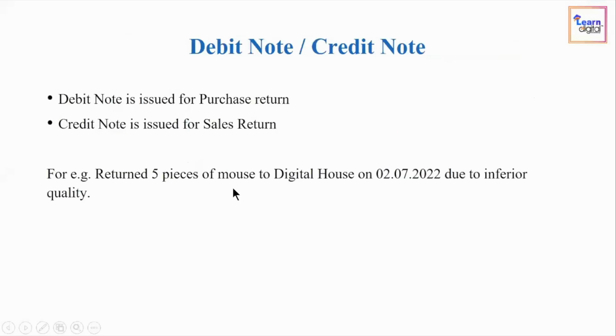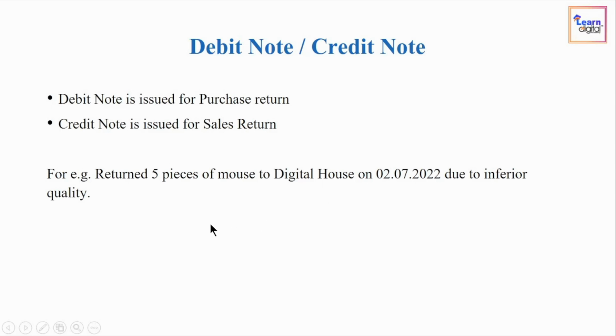Next part is debit note, credit note. We know debit note and credit note are part of accounting vouchers. When we need to pass such notes, debit note is issued for purchase return and credit note is issued for sales return. So whenever there is a purchase return, invoices are already raised. So in case of goods purchased and we are returning the goods to the supplier, in that case we will create a debit note, and a credit note will be provided for sales return.